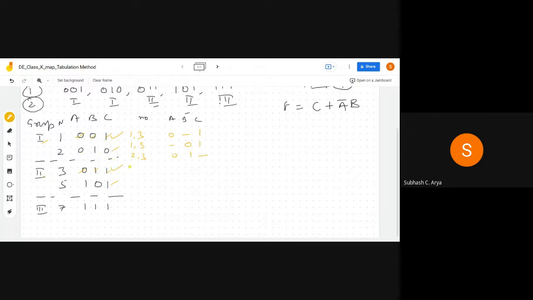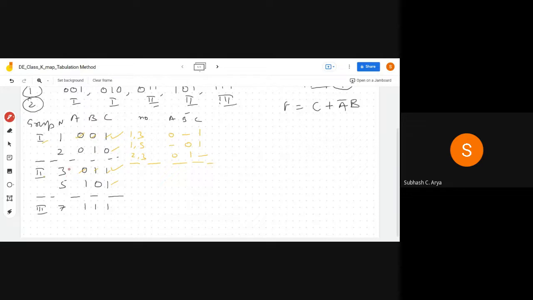And 2, 5. In 2, 5 we can see 0, 1, one bit change, 1, 0, another change. So there is a 2-bit change, so it is not permissible to compare 2 and 5. So we leave that one. Now the first step we have completed. Now I will move to the next.